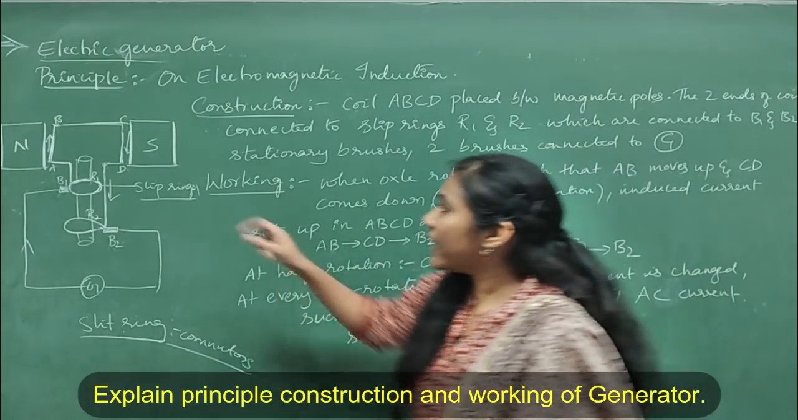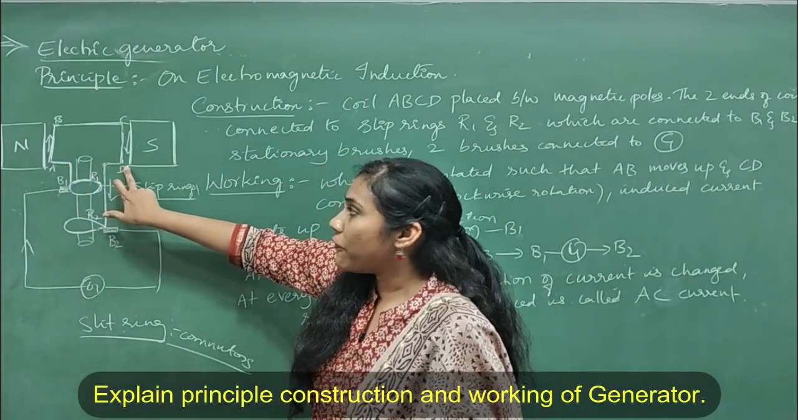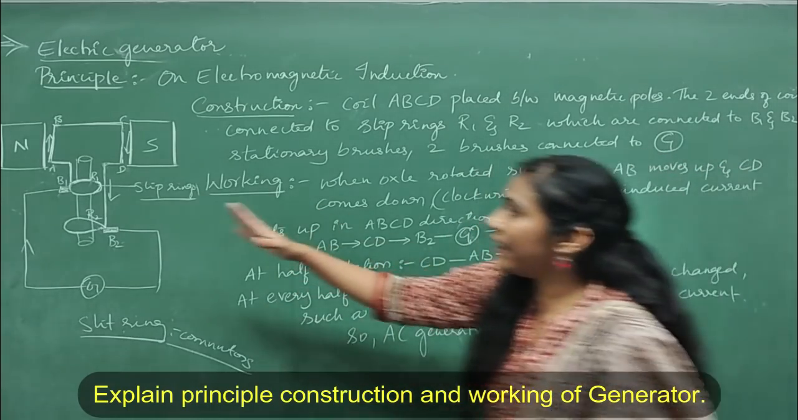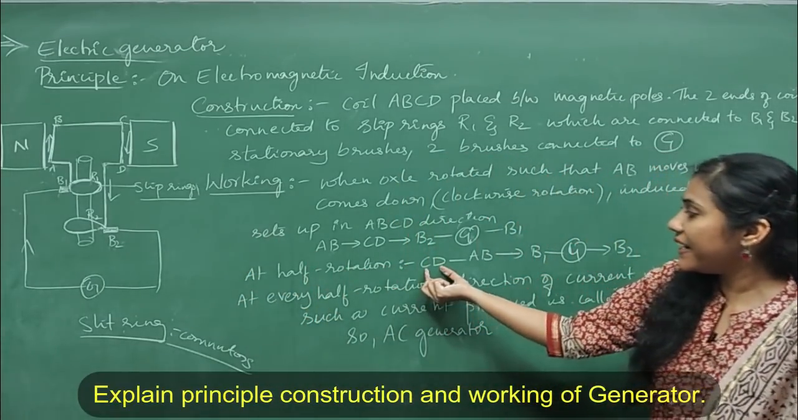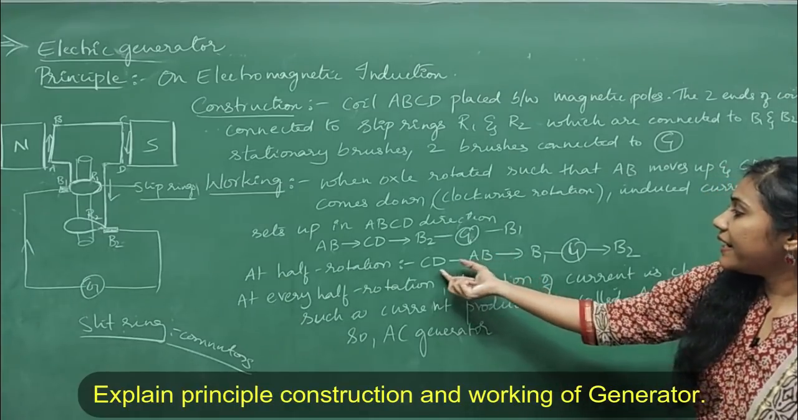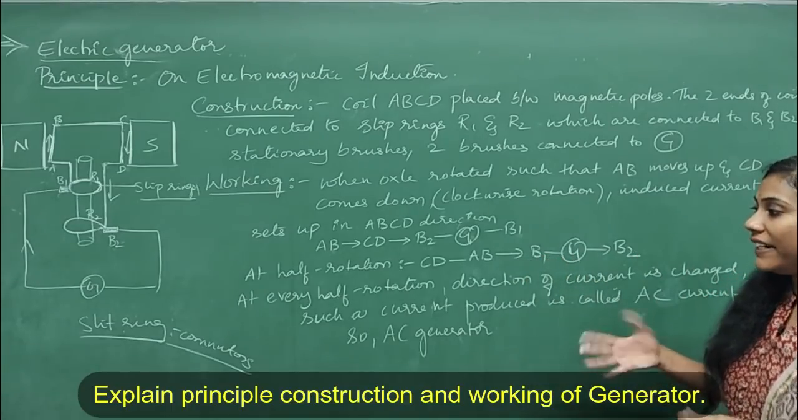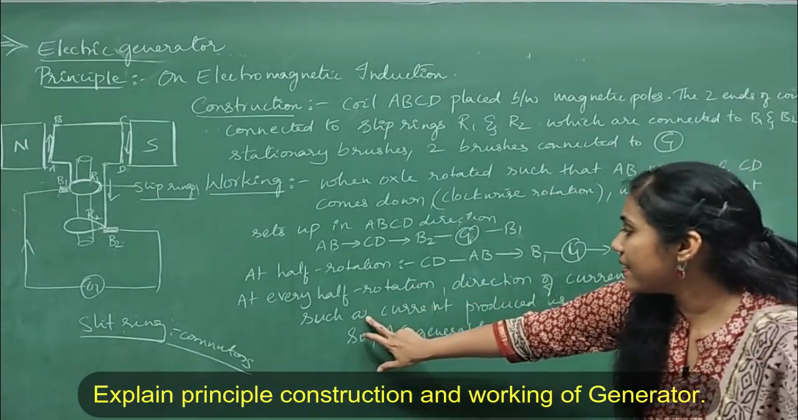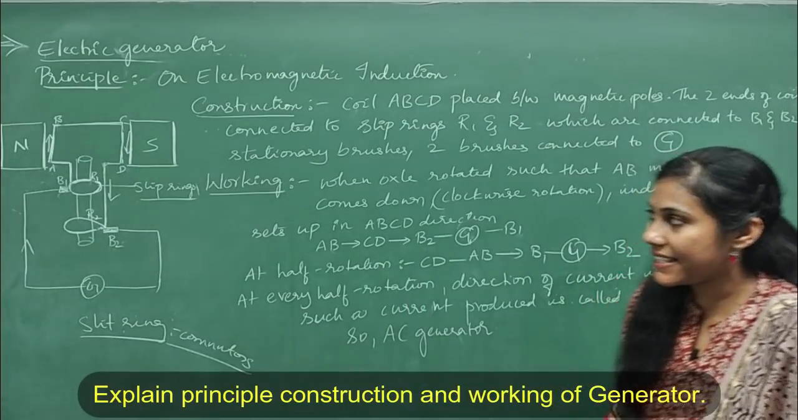After half a rotation, what happens? CD goes to the place of AB, and AB comes to the place of CD, right? So at half rotation, what is the direction of current? Again the current goes in a clockwise direction, which means now the current is moving from CD to AB, and then to brush B1, then the galvanometer, and then B2. So at every half rotation, the direction of current is changed. Such a current produced is called AC current. So this is actually an AC generator.